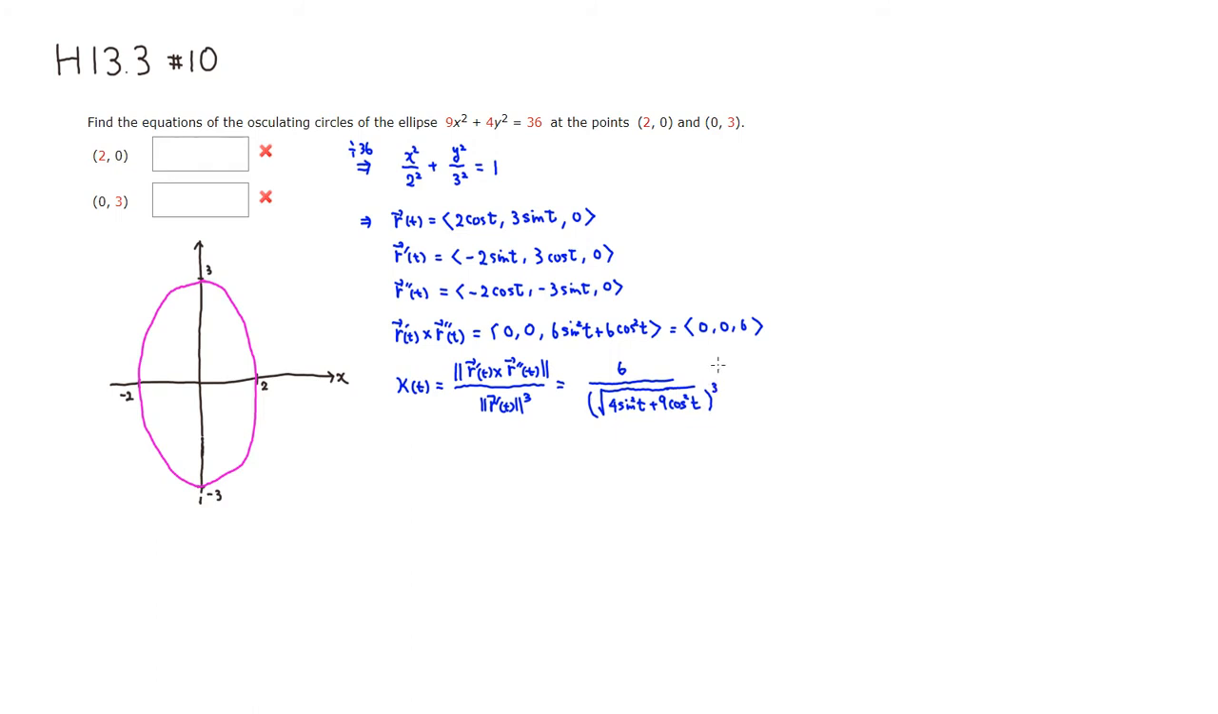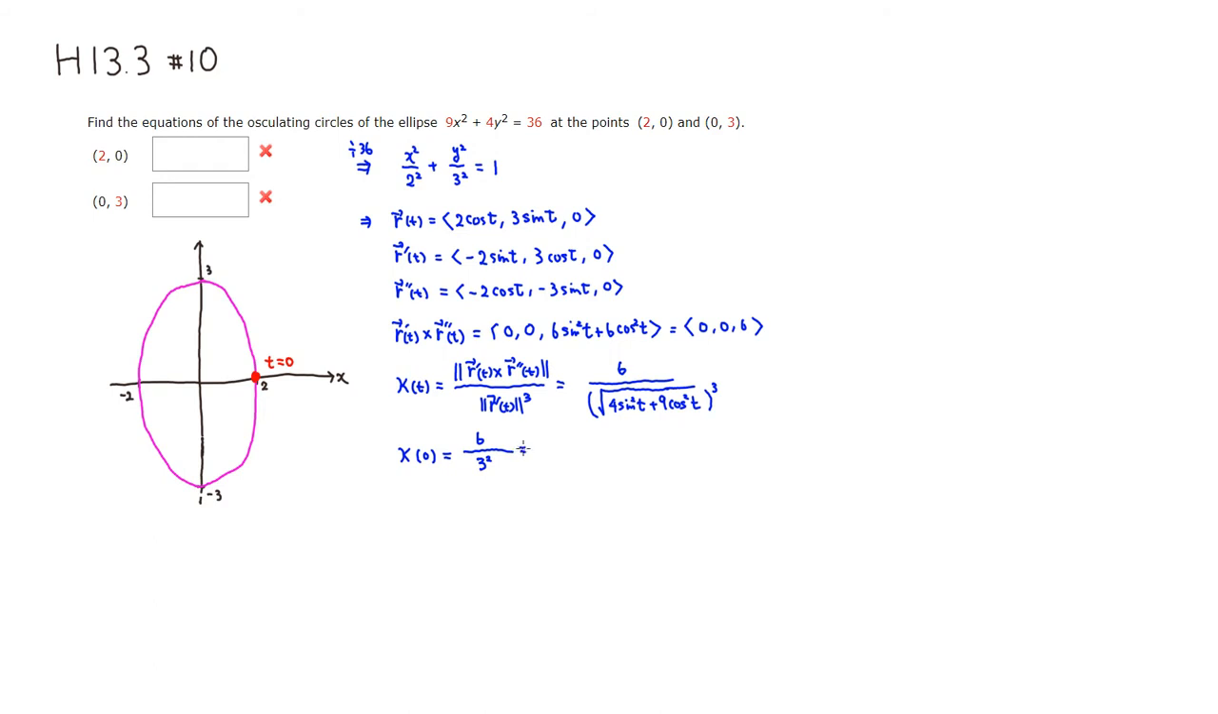Now let's look at the points. The first point is (2, 0), which is sitting right here, and as you can see, this is where t is equal to 0. Let's find the curvature there. When t is 0, the curvature is 6 over, putting 0 in, cosine of 0 is 1, so the square root of 9 is 3, and 3 cubed.